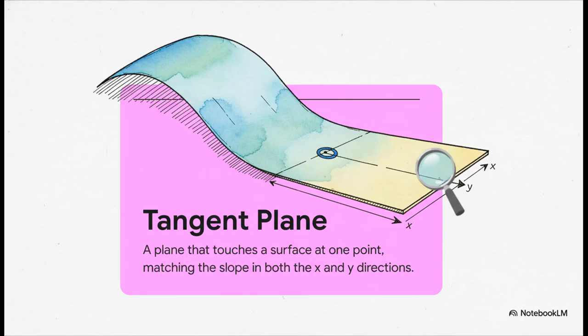So here's the deal. A tangent plane is basically a flat sheet of paper that just kisses our curvy 3D surface at one single point. But, and this is the important part, it's not just any old plane. It has to be tilted just right, perfectly matching the steepness of the surface at that point, and not just in one direction, but in both the x and the y directions at the same time.